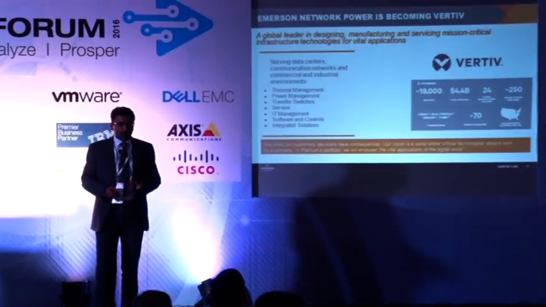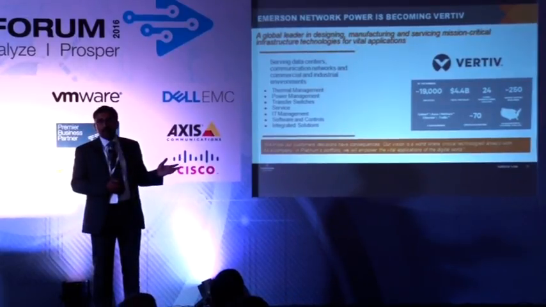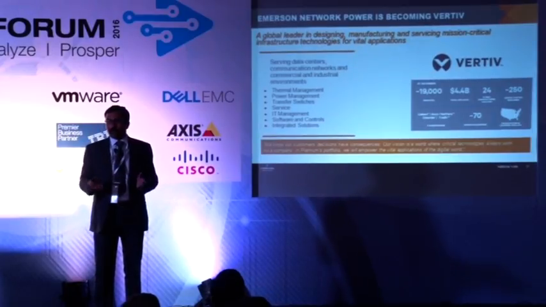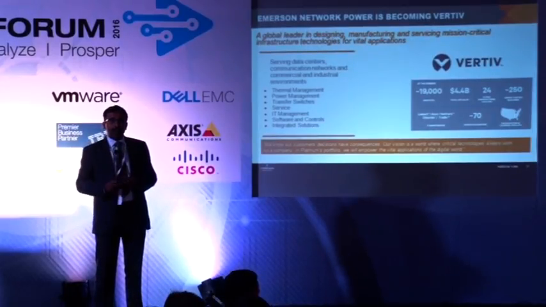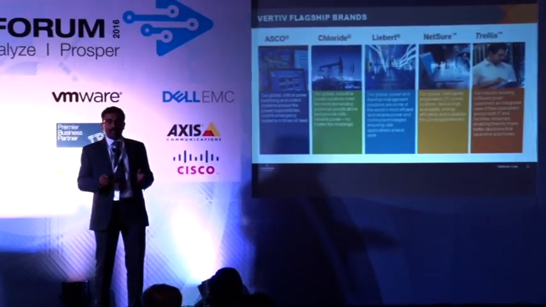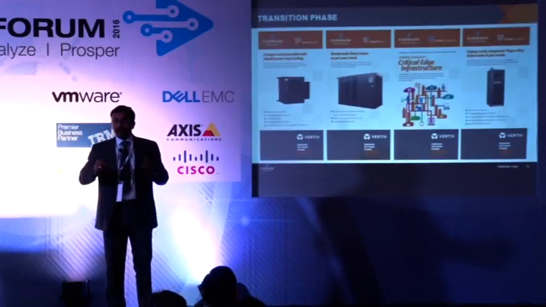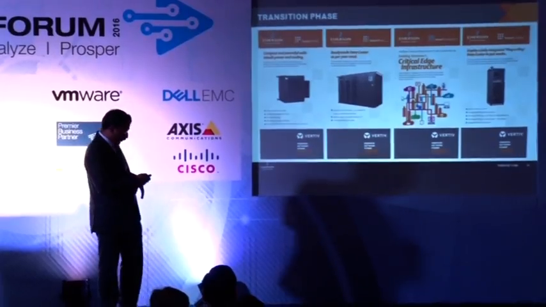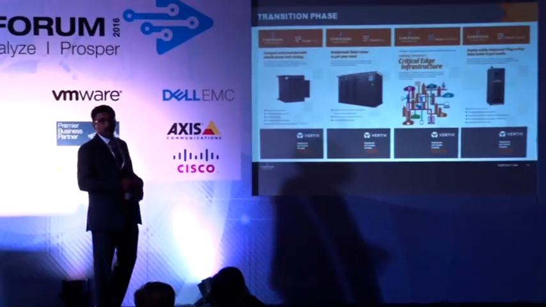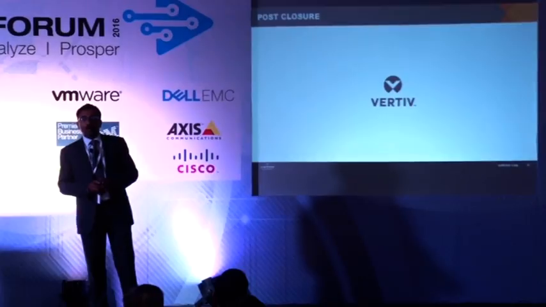I will also cover one small announcement about what Emerson Network Power has. Emerson Network Power will be becoming Vertiv. Our entire product line, including UPS, thermal management, Avocent, everything is getting into Vertiv. ASCO, Chloride, Liebert, NetSure, Trellis, all our brands are going to be under the Vertiv umbrella. In all our marketing communication, we are announcing that Emerson Network Power is becoming Vertiv in 2017. This is a transition phase, and after that we will be known as Vertiv.